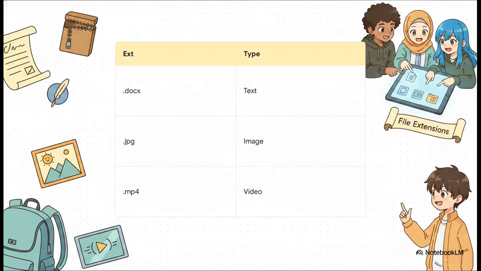So how does the computer actually know what kind of paper you're putting into that backpack? Well, it uses file extensions. These are those little letters at the very end of a file's name, right after the dot. A .docx or a .pdf tells the computer to open a text document like a school essay. A .jpg or .png is a digital photo. A .mp4 is a video, and a .zip is a compressed bundle of files. Recognizing these extensions is basically like having a cheat sheet. You instantly know exactly what you're looking at before you even double-click it.